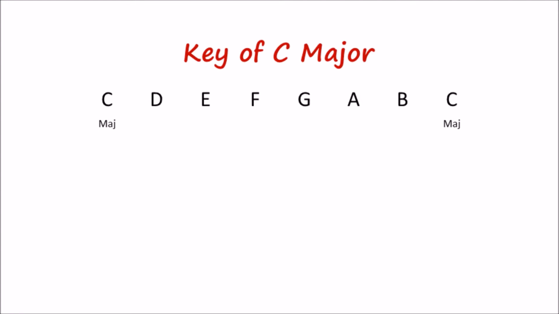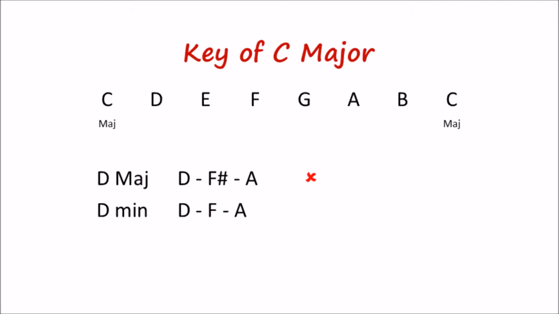The second chord in the key of C is D. Here we face a problem. The D major chord uses the notes D, F sharp, and A, but F sharp can't be found in the C major scale, so the D major chord can't be used in the key of C. But if we flatten the F to make a D minor chord, we can see that these three notes do exist in the C major scale, and so D minor can be used in the key of C.